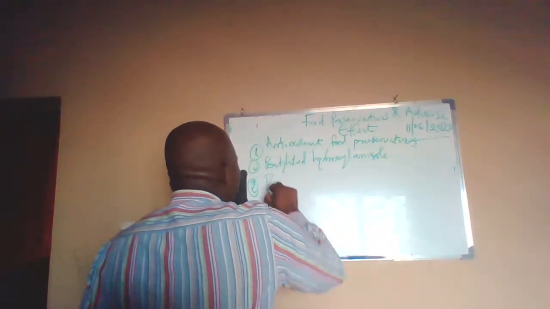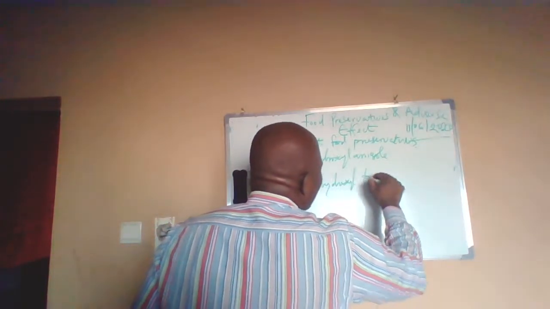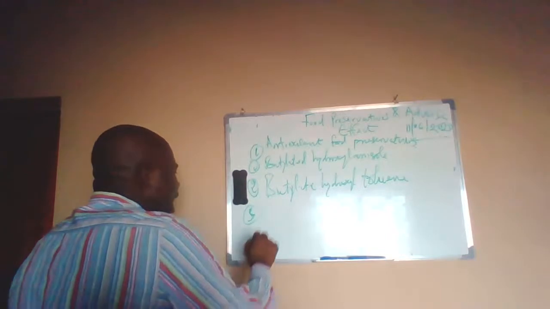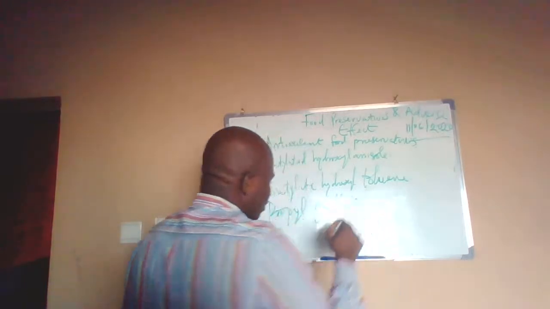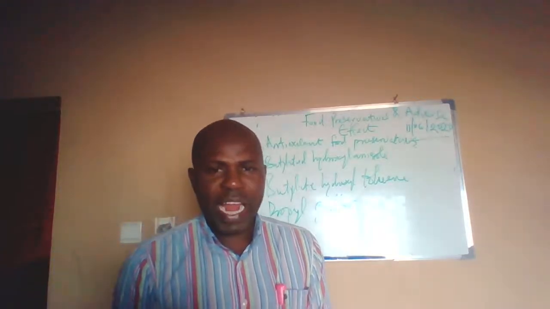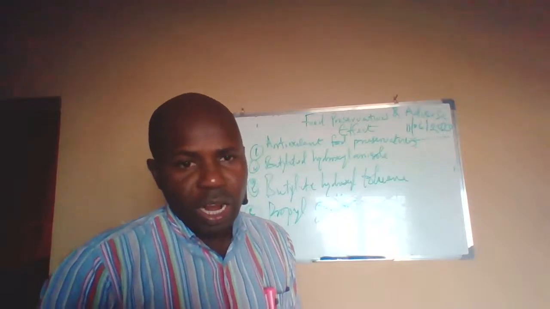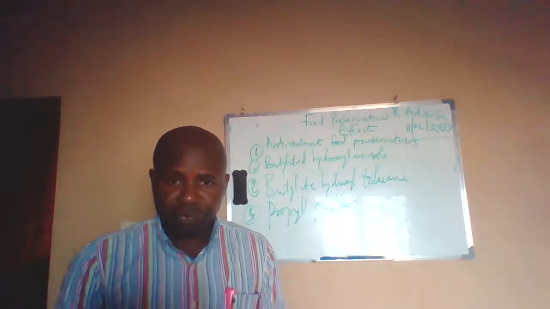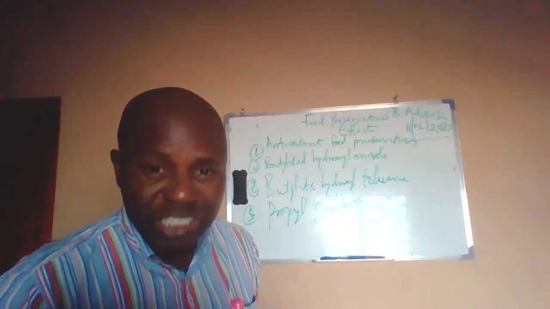We also have butylated hydroxytoluene. We have propyl gallate. Those are the antioxidant food preservatives that can inhibit lipid peroxidation. In the food substance, they inhibit the peroxidative process that could take place.